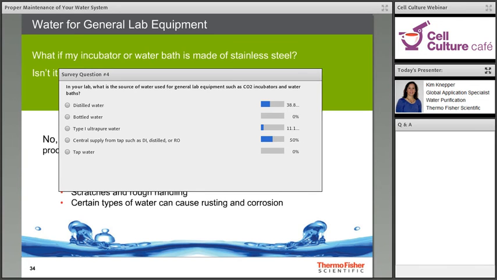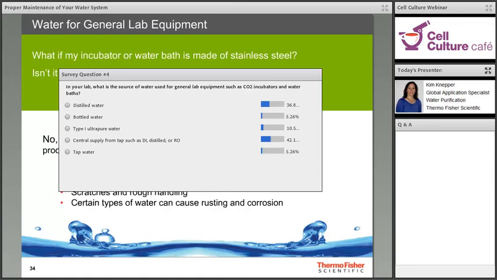So what if my incubator or water bath is made of stainless steel. Isn't it corrosion resistant, therefore should not corrode or rust? Actually, no. Stainless steel is corrosion resistant, not corrosion proof.